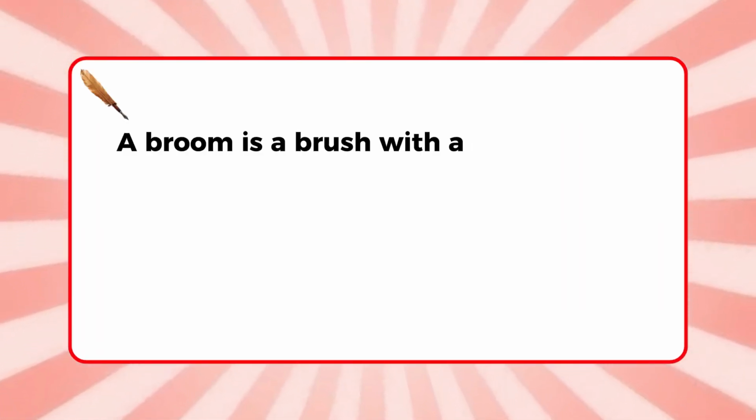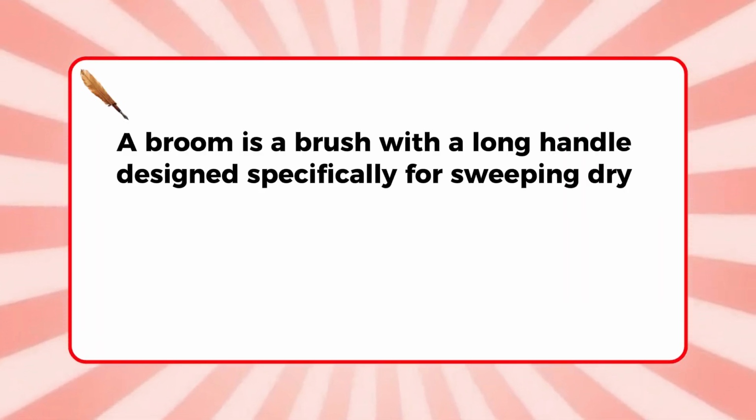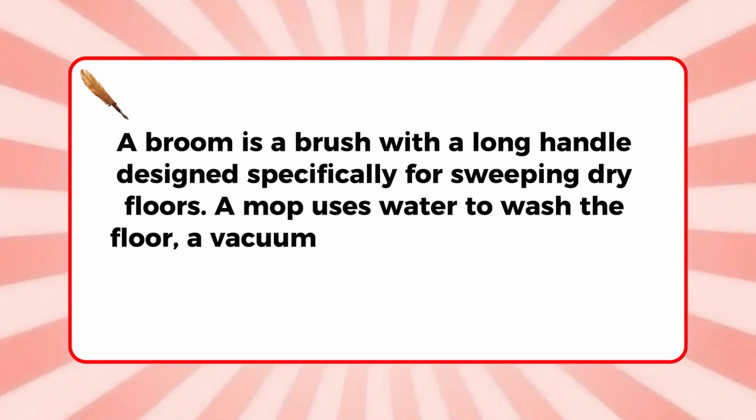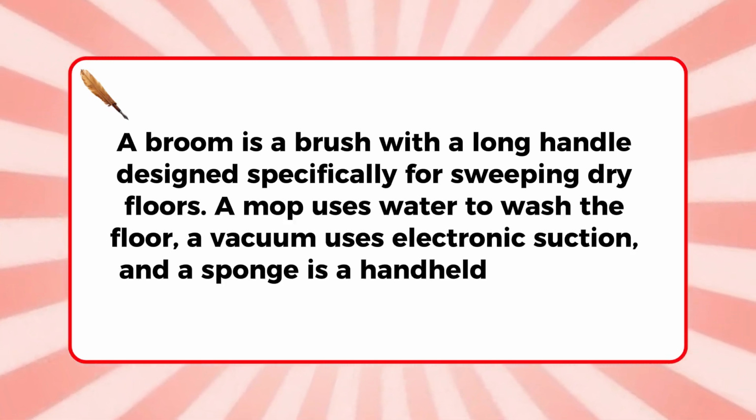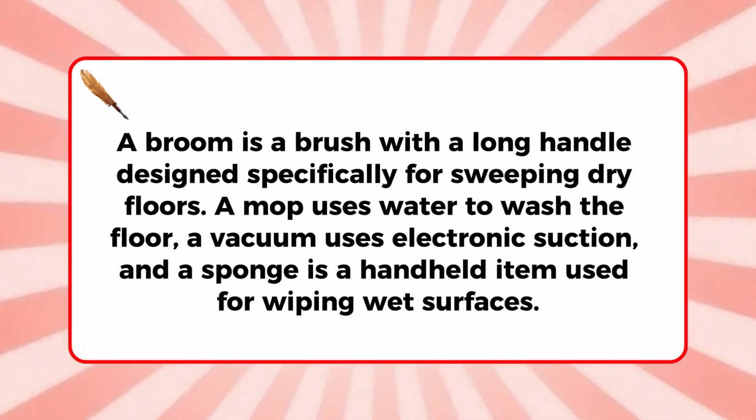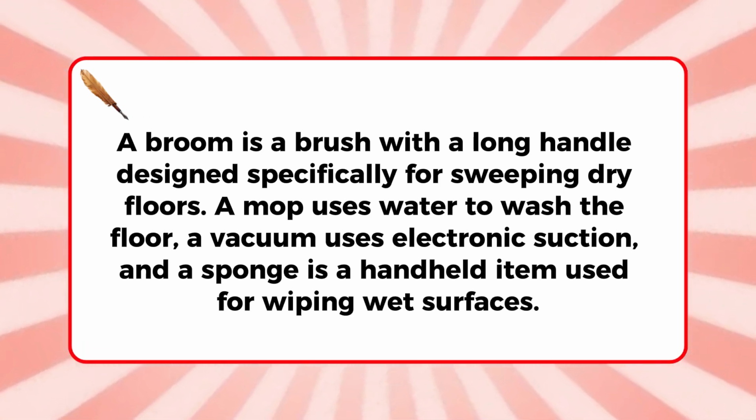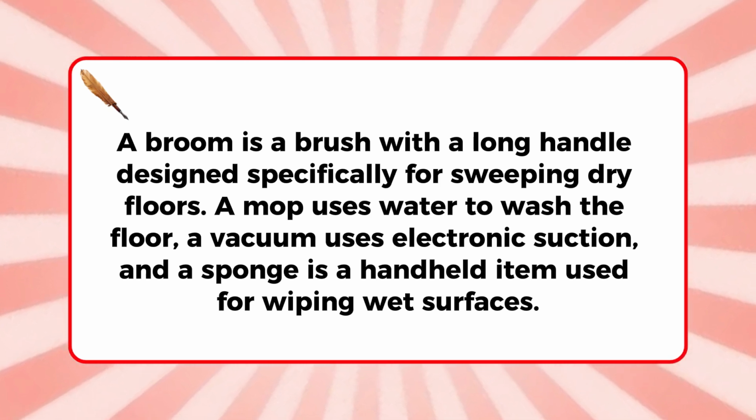A broom is a brush with a long handle designed specifically for sweeping dry floors. A mop uses water to wash the floor, a vacuum uses electronic suction, and a sponge is a handheld item used for wiping wet surfaces.